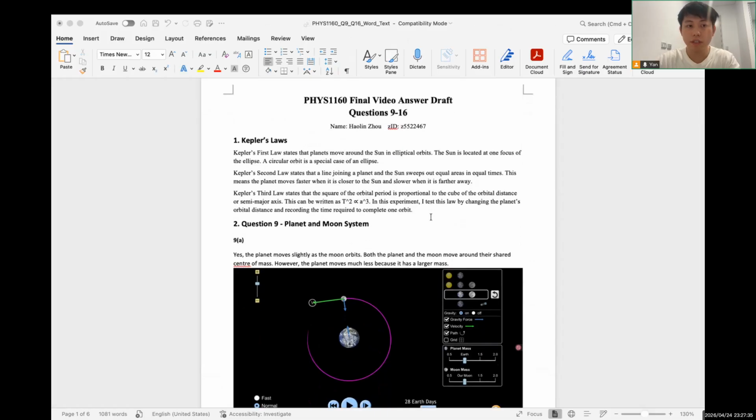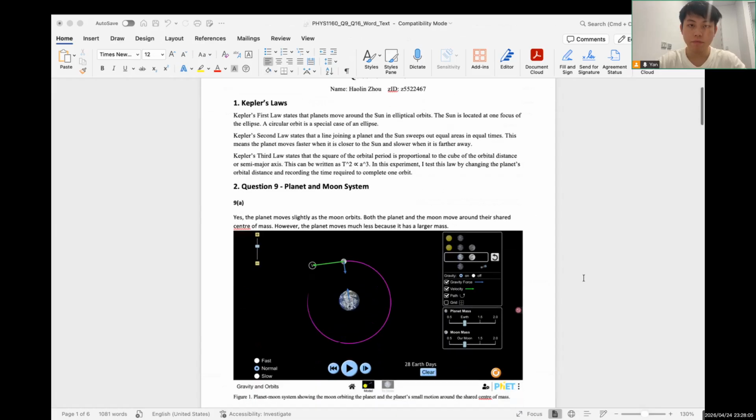First, Kepler's first law states that planets move around the Sun in elliptical orbits. Kepler's second law states that the planet moves faster when it is close to the Sun and slower when it is further away. Kepler's third law states that the square of the orbital period is proportional to the cube of the orbital distance. This means planets farther from the Sun take longer to complete one orbit.